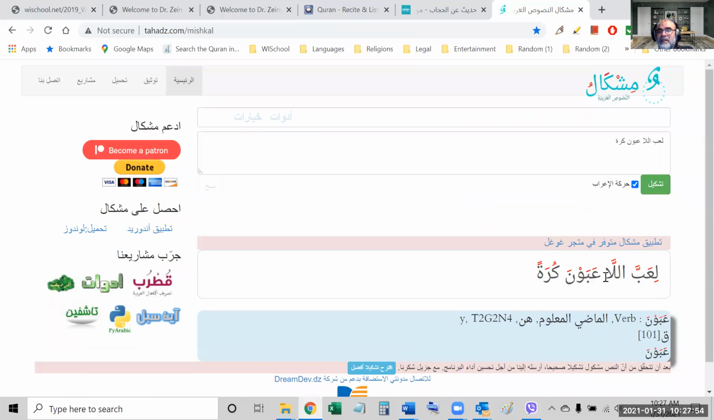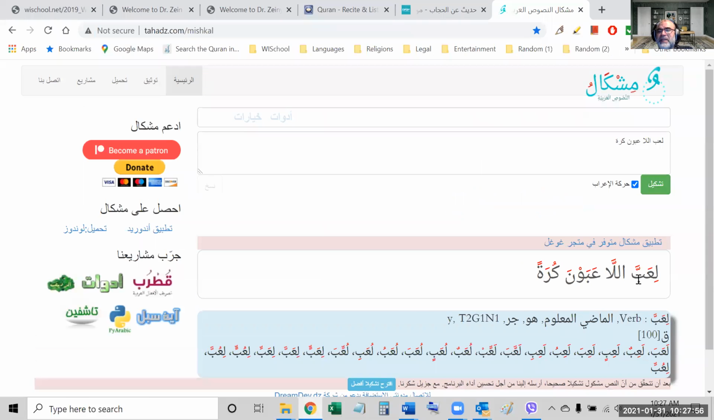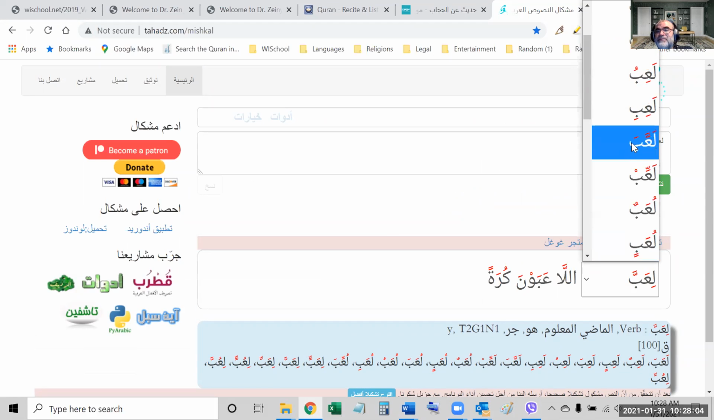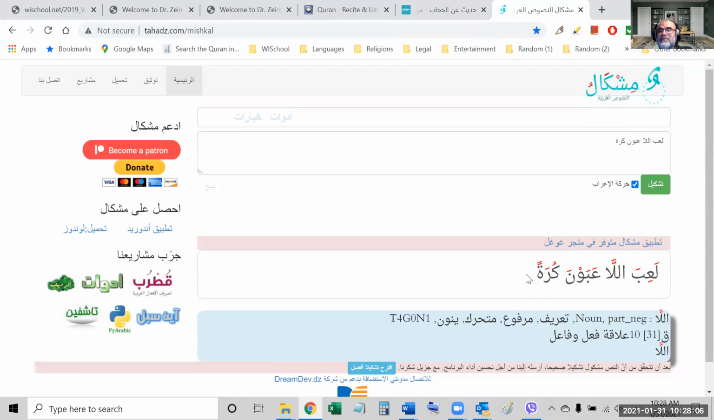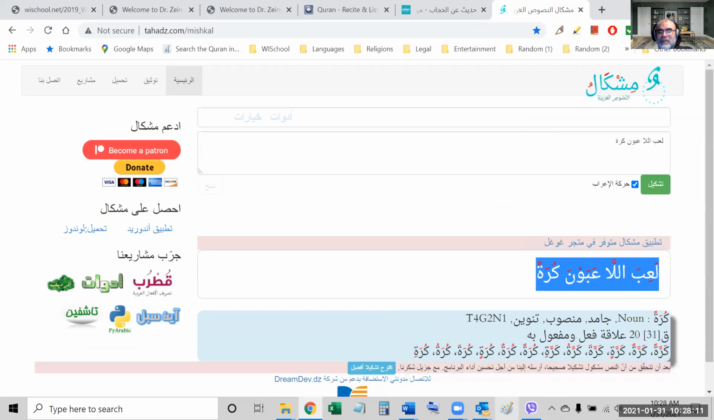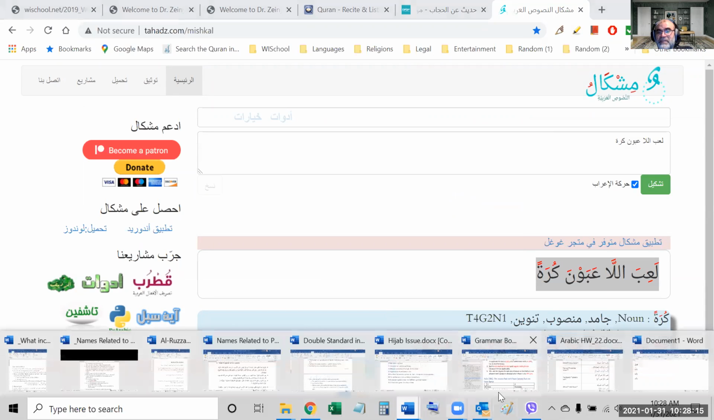كرة is correct, اللاعبون is correct, لعبة is correct. No, this is لعبة, no, لعبة. We want لعبة. Here it's لعبة. So then you copy all of this and you paste it.